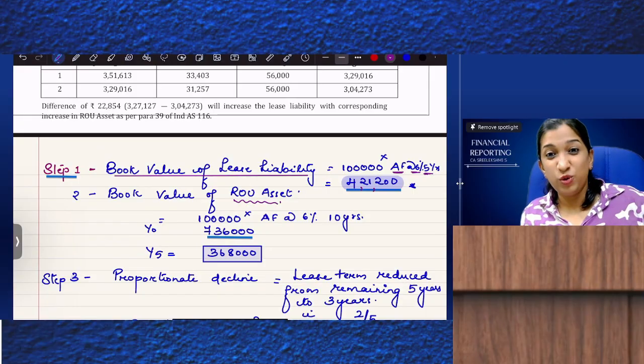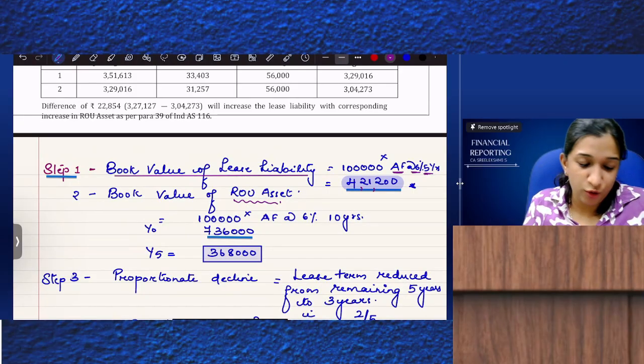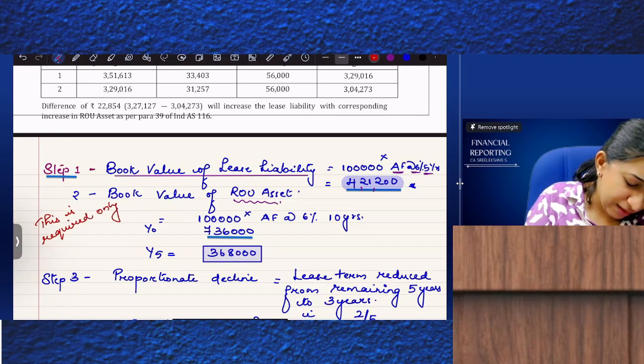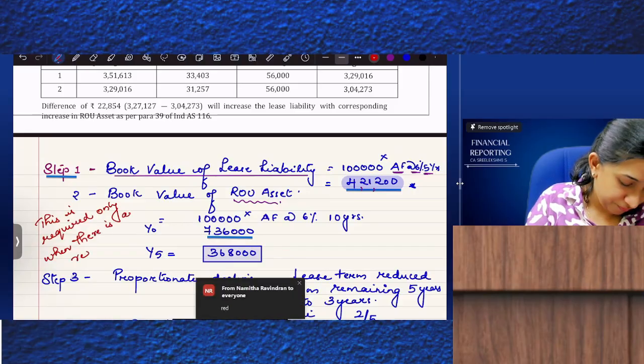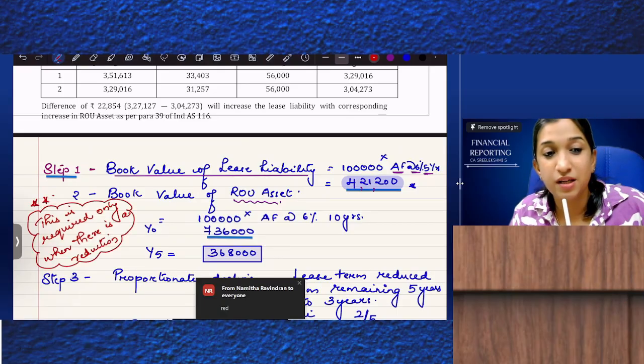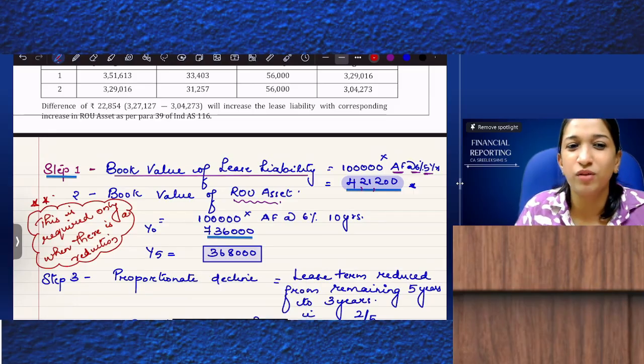Now, book value of ROU asset. How do I calculate the book value of ROU asset? This step is required only when there is a reduction.